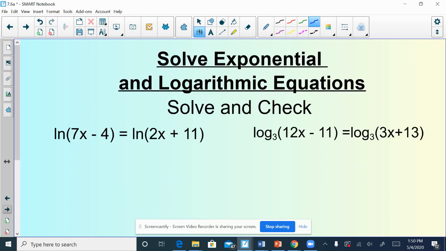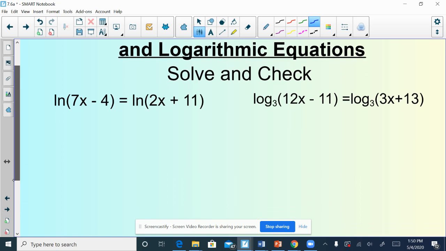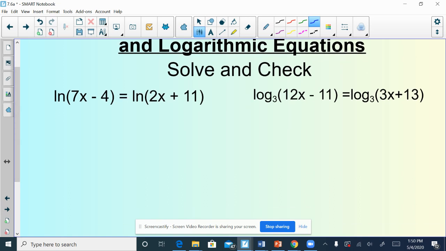It does get a little bit harder here. It looks like it's not going to yet. These ones are going to be pretty nice for us, actually. I'm going to start with the one on the right. Log base 3 of 12x minus 11 is equal to log base 3 of 3x plus 13. Well, I know that 3 to the power of log base 3 cancels each other out, right? If I do that to one side, I can do it to the other side.